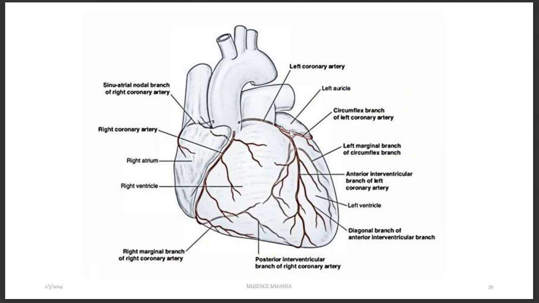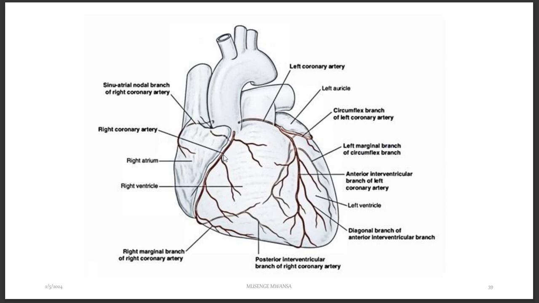You can see the left coronary here. It will give the anterior interventricular branch or artery. And this one will also be giving diagonal arteries. And then there's also the circumflex branch. The circumflex branch is the one which goes to the posterior, and also gives the left marginal, an artery which moves along the margin. That's the left marginal branch, the one you can see named there.